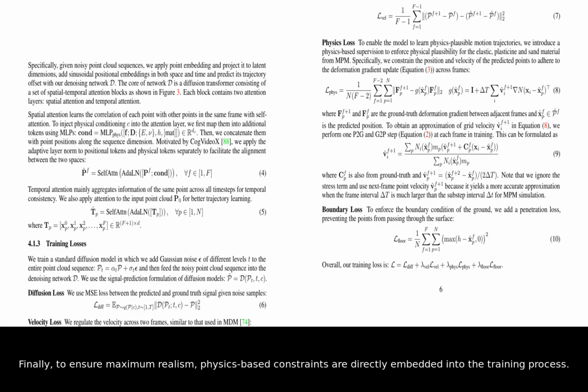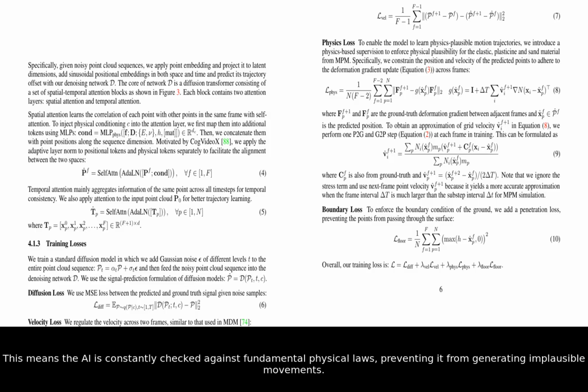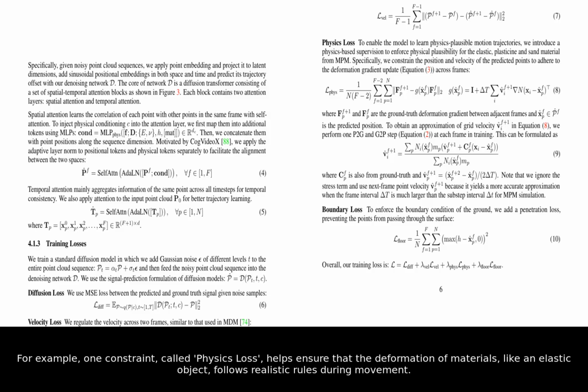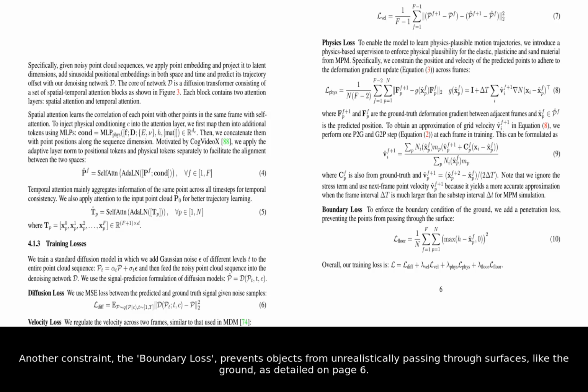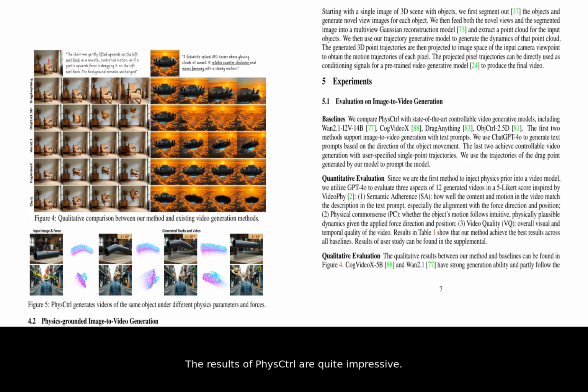Finally, to ensure maximum realism, physics-based constraints are directly embedded into the training process. This means the AI is constantly checked against fundamental physical laws, preventing it from generating implausible movements. For example, one constraint, called physics loss, helps ensure that the deformation of materials, like an elastic object, follows realistic rules during movement. Another constraint, the boundary loss, prevents objects from unrealistically passing through surfaces, like the ground, as detailed on page 6. The results of PhysCtrl are quite impressive.